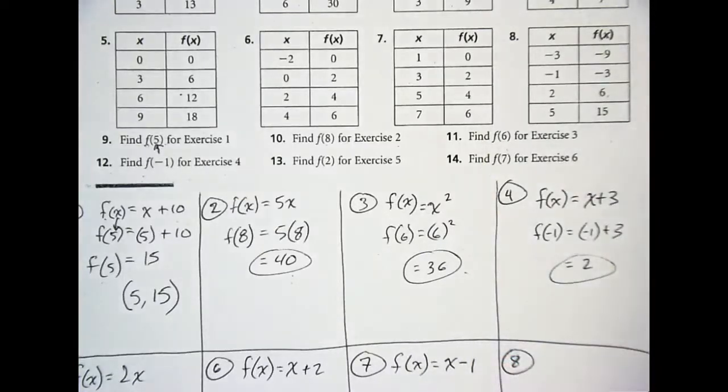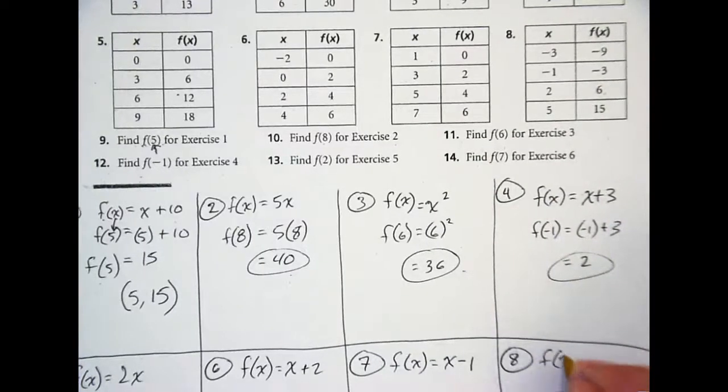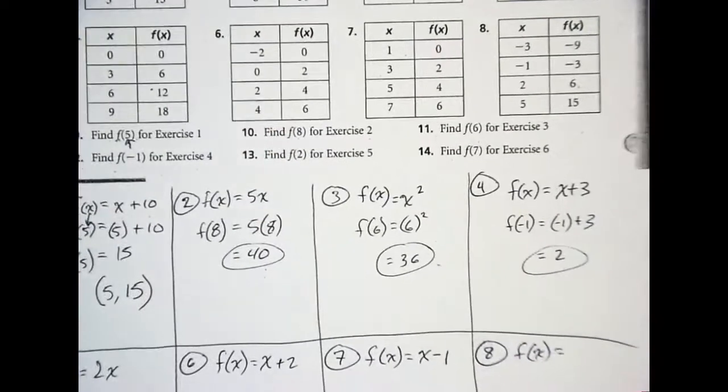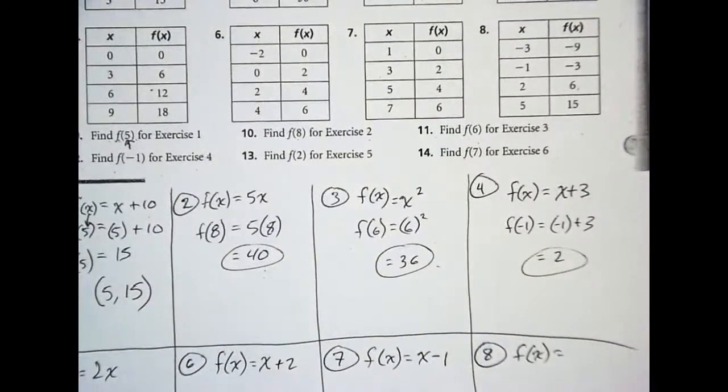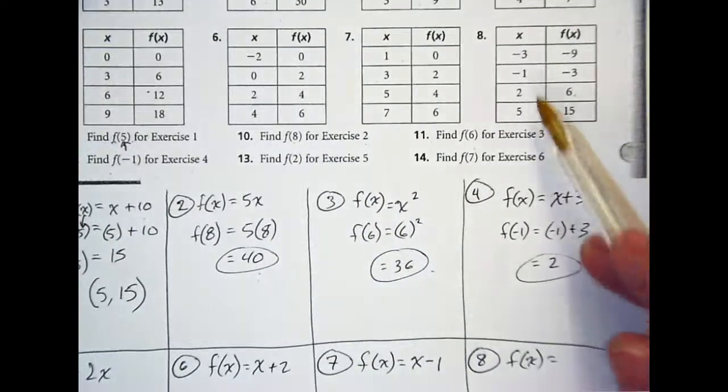But okay. Number 8. Go ahead and tell your neighbor what you're doing on that one. Multiply by 3. All right, Jake Burley, what are we doing on that one? Going from x to f of x on number 8?